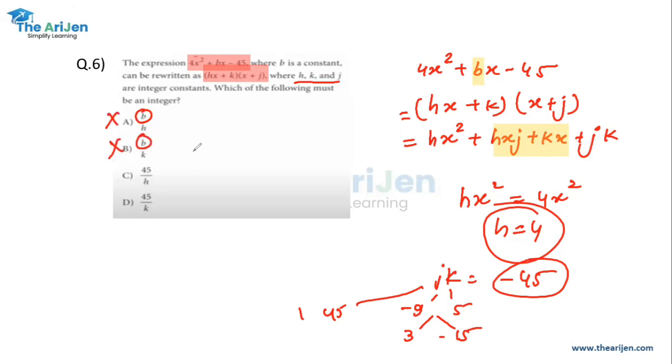You have to eliminate these two options and look for this. So when you divide 45 by 4, will it give you any integer? No. So C is also not there. But can we divide 45 by the value of k? The value of k, yes, can be 1, 45, 5, 3, 9, 15, any one of the factors of 45. We have already seen that. So that's why option D is the correct option.